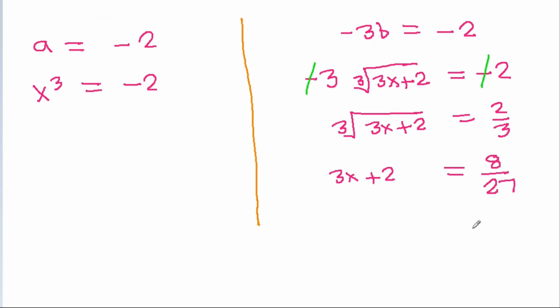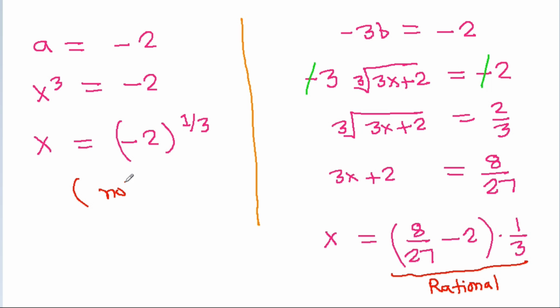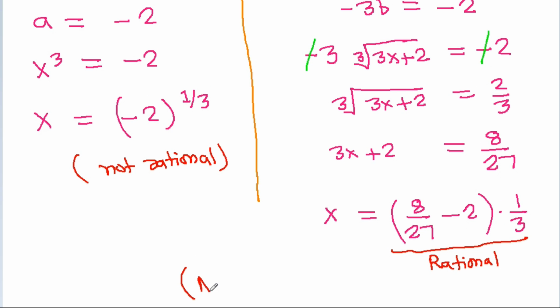And we get x is equal to (8/27 minus 2) times 1/3. And here we get x is equal to minus 2 to the power 1/3. So we can clearly see that this value of x is rational and this one is not rational. So these two values cannot be equal. So from case 1 we get no solution.